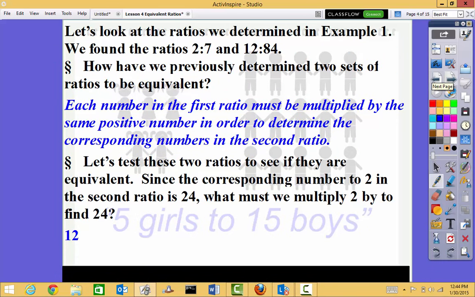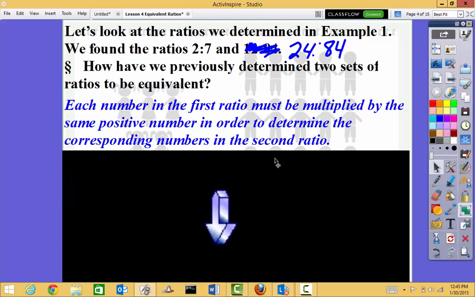Okay, so we're going to look at this. There's a mistake right here. This should actually be, and I'm sorry for that, a 24 to 84. How have we previously determined that 2 sets of ratios must be equivalent?